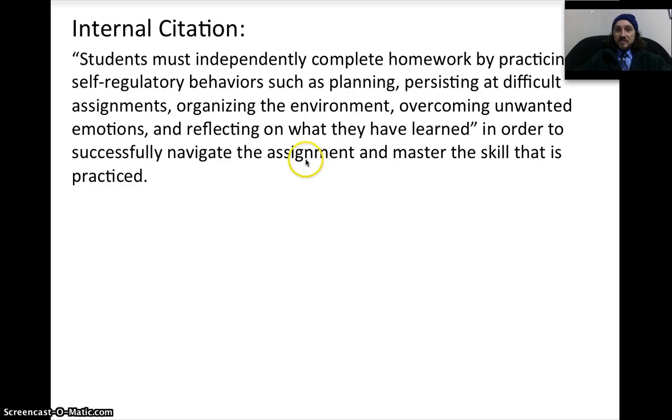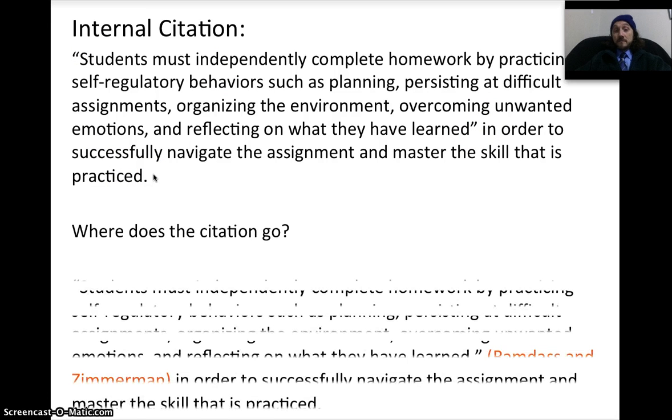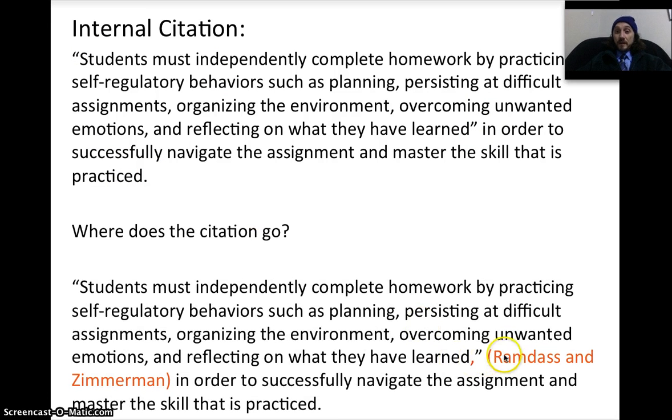So here in this example, we have a direct quote leading into my part of the sentence and my idea of the sentence. So where would the parenthetical go? Would it go here? Would it go here? Or would it go here at the end of the sentence? Well, we would have it right here.